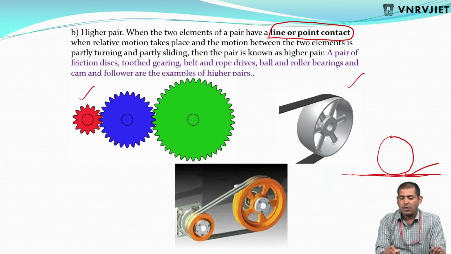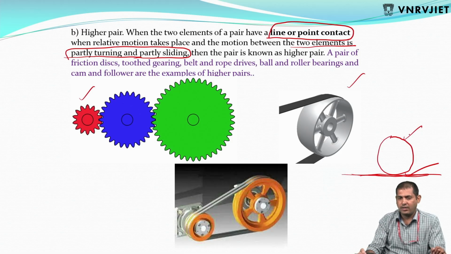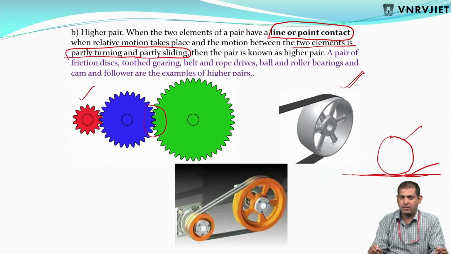When two elements of a pair have line or point contact, the relative motion between the two elements is partially turning and partially sliding. This point is important: partially turning, partially sliding. So here, when there is some skidding, it is partially sliding. Now rolling. Here it consists of rolling as well as sliding. Partially turning, partially sliding. This type of pair is called a higher pair.